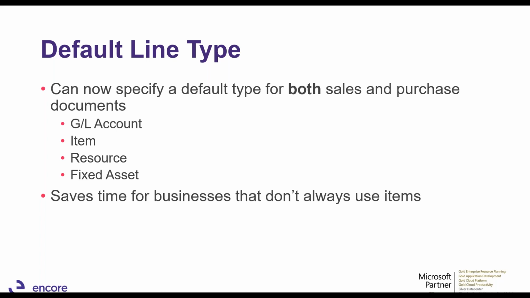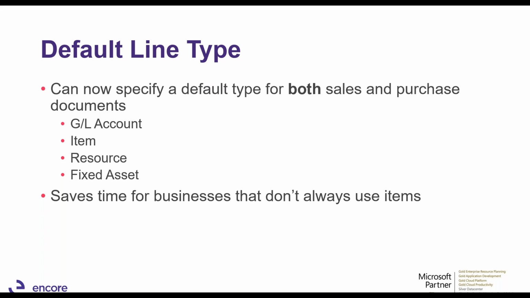So moving on through our slides, default line types. So you can now specify a default type for both sales and purchase documents. Originally, say, an example being creating a sales invoice, the line would always default to item, and you or any one of your users would have to always manually change that to GL account, resource, fixed asset, something like that, every single time they created a new document.